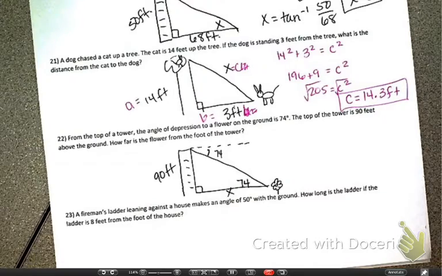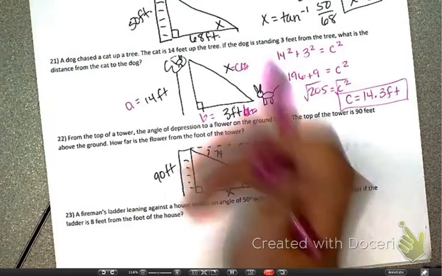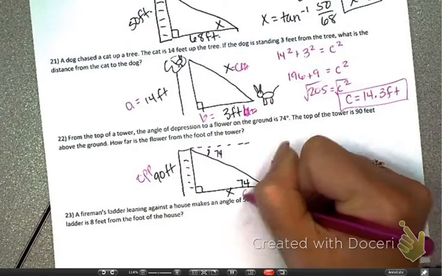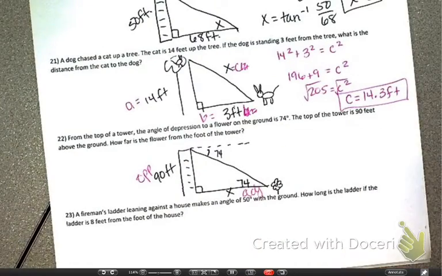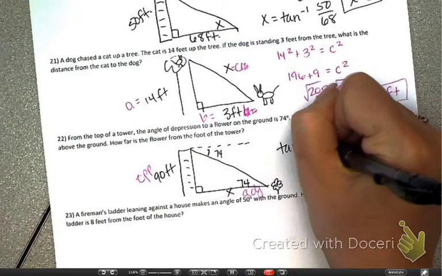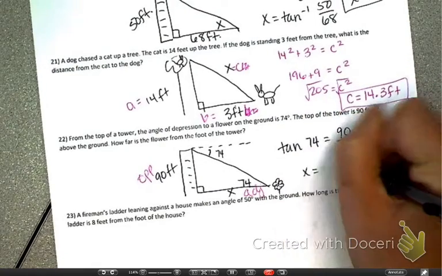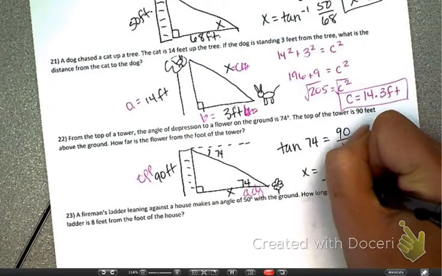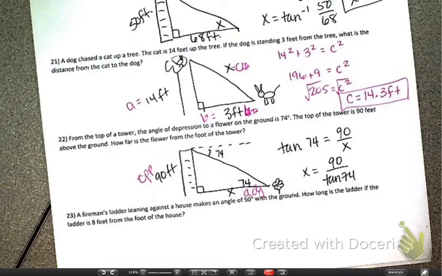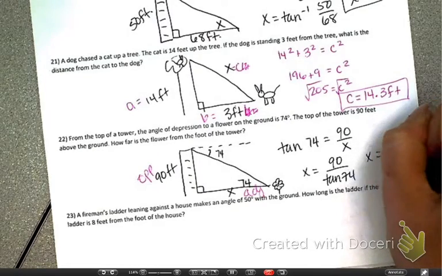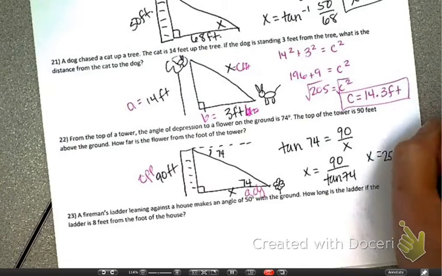What trig function are you going to use? Tangent, because you have the opposite and the adjacent. So the tangent of 74 equals the opposite over the adjacent. We're going to flip and divide. And we get x equals 25.8 feet.